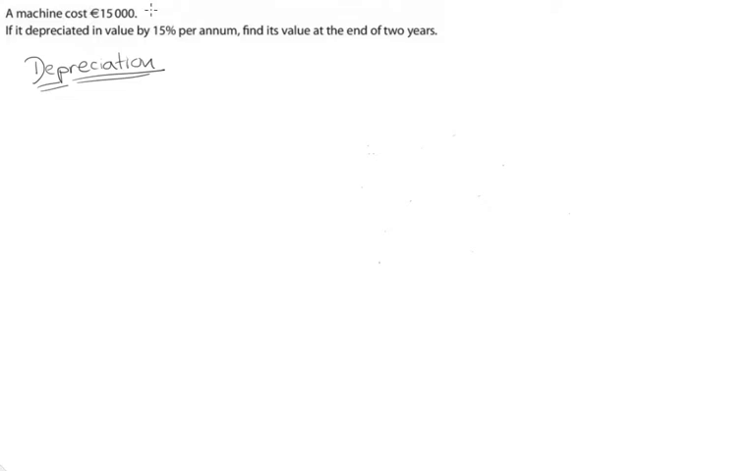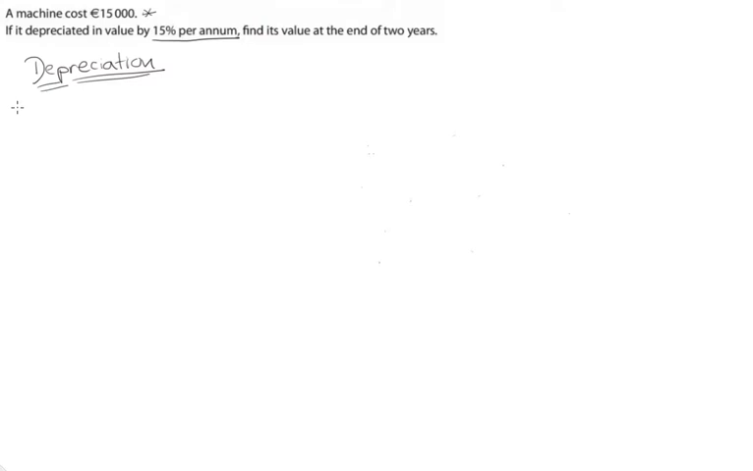So the question we have up here is we're told a machine costs 15,000 euros brand new, and it depreciated in value by 15% per annum, so 15% each year, 15% of its value was lost because it was getting older and more outdated. Find its value at the end of 2 years. Now, you can do this the long way, which is where you find 15% of 15,000, you subtract it, and then you find 15% of the new amount, and then you subtract that again. But you can also use the compound interest formula if you change it in an ever so slight way.